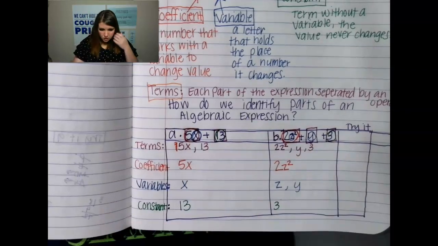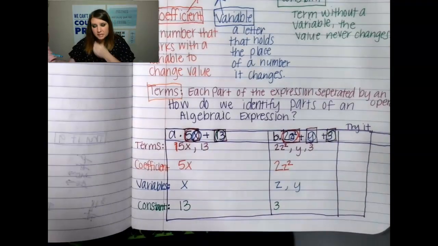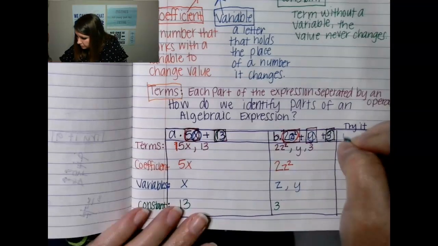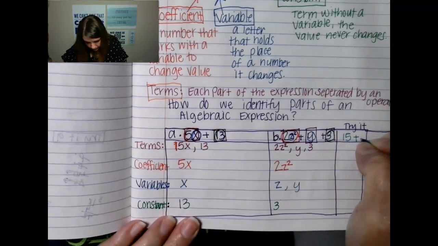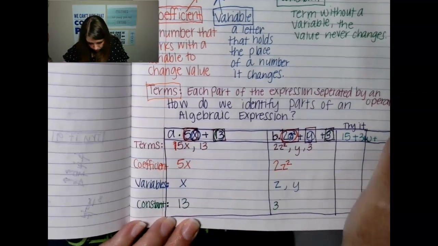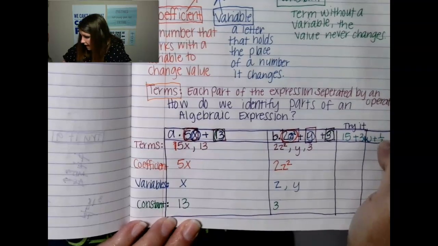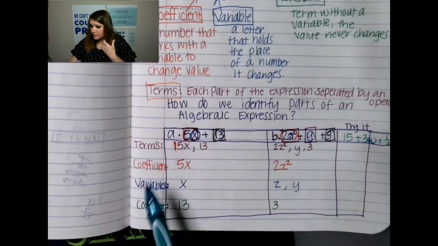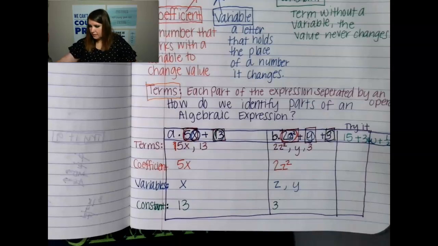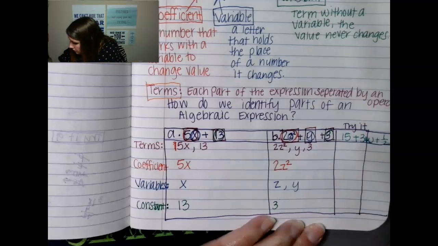Okay, it is your job now to try this one on your own. This one says 15 plus 3w plus 1/2. So find the terms, the coefficients, the variables, and the constants. Go ahead and pause the video so that you can do the try it on your own. Ignore my line that goes right there. I'm sorry, that's so messy. It's gross looking. I apologize.